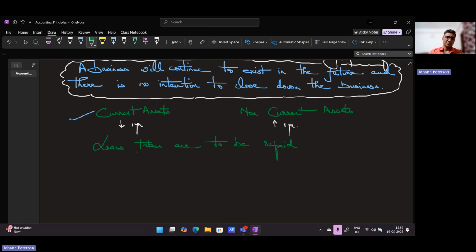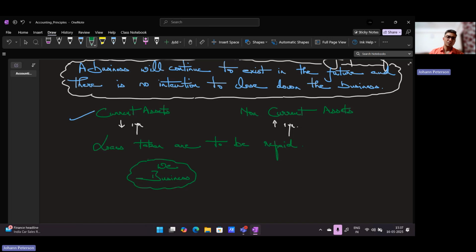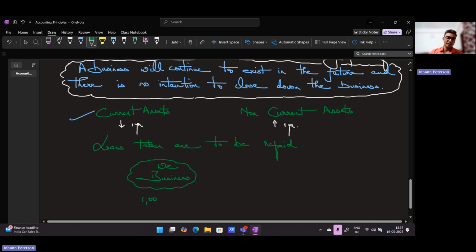Now, if we take them, let's say we are the business. So we are here. This is us. We are the business. And we have taken a loan. The loan is of 1 lakh.